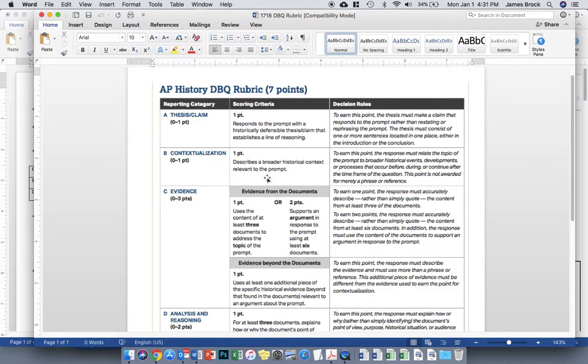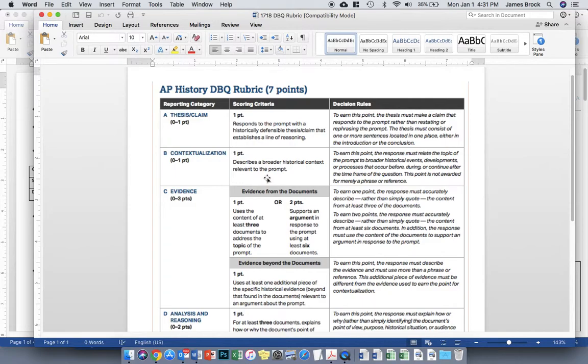And basically what you can look at context for is that you're setting a stage, like literally putting the props out on the stage and getting it ready for the play that we're going to do, and our play is going to be our argument. So AP says what we readers have to know is that we have to describe a broader historical context relevant to the prompt. What that means is we have to talk about what's going on in the world around us at the time of our prompt.